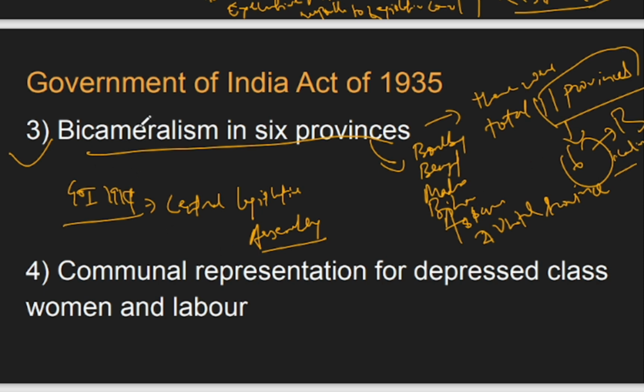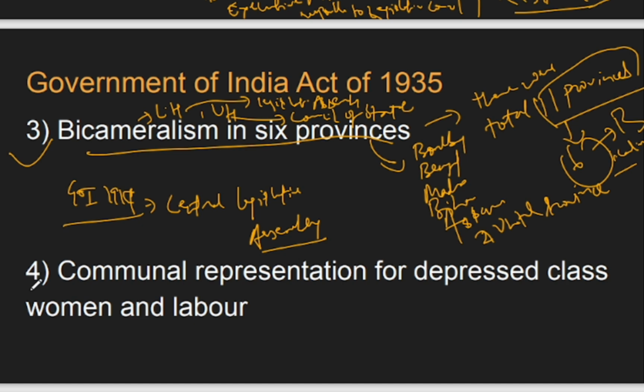And what is bicameralism? I think it is not needed, but let me highlight it again. There are two houses, lower house and upper house. The lower house is called legislative assembly, and the upper house is called council of state, right? So this is what it means.